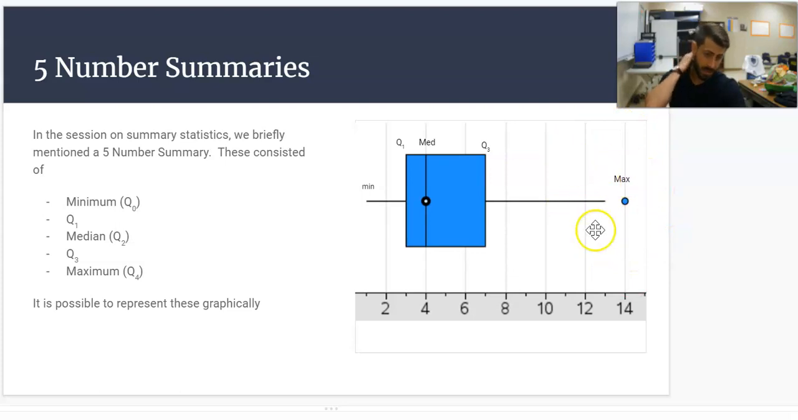So anytime you see a dot like this in one of these box plots, please keep in mind that it is an outlier, and that is the calculation used to determine whether or not it is an outlier.